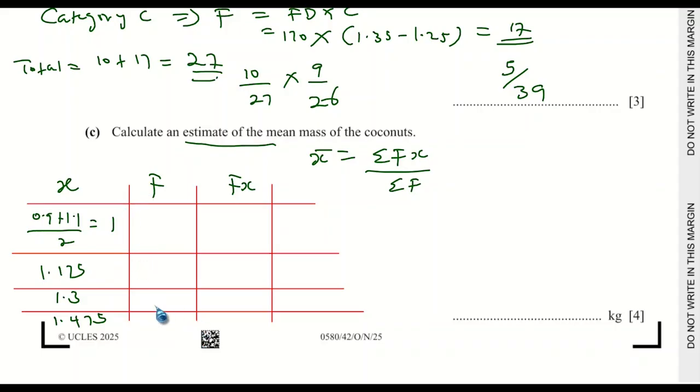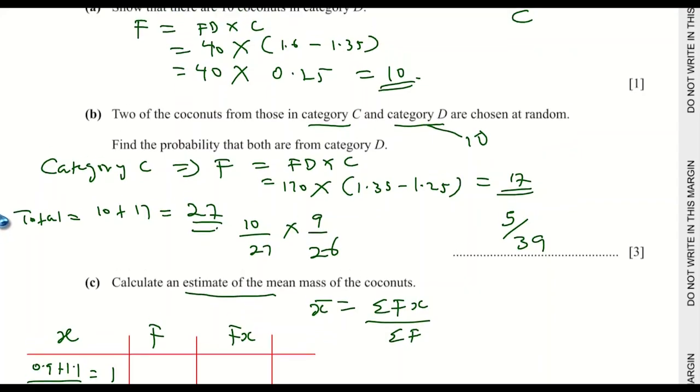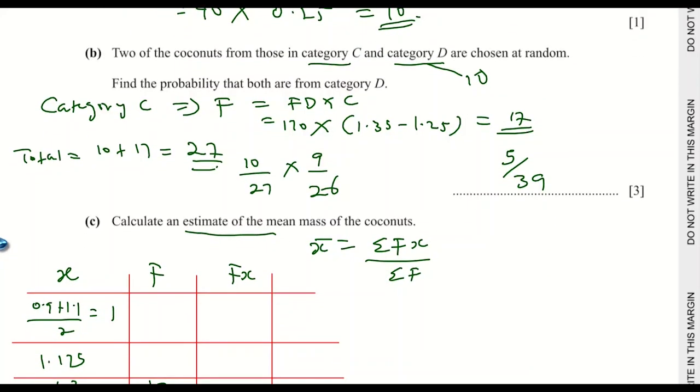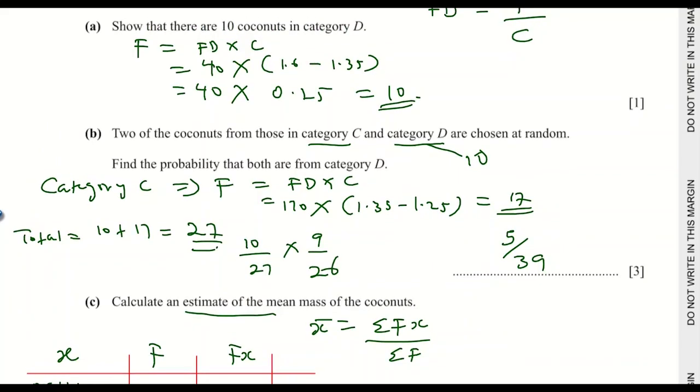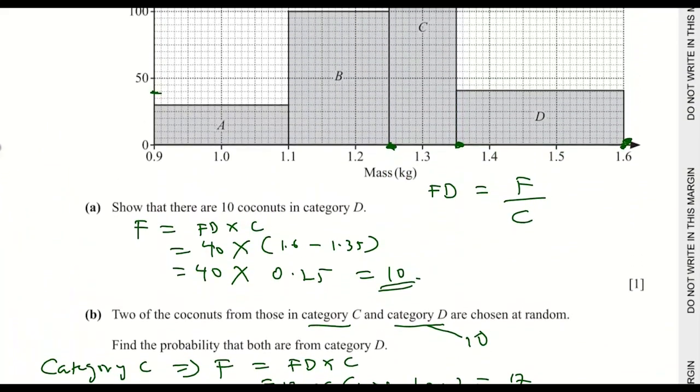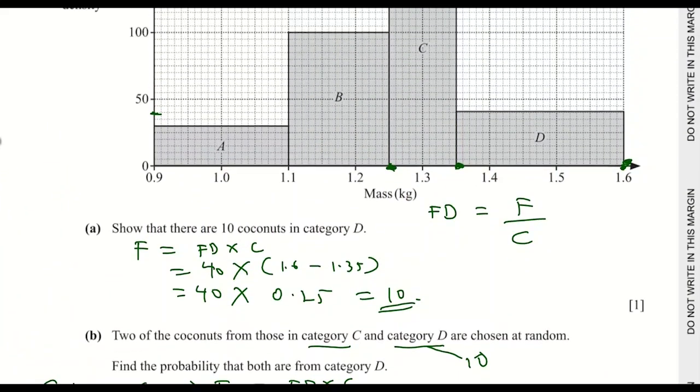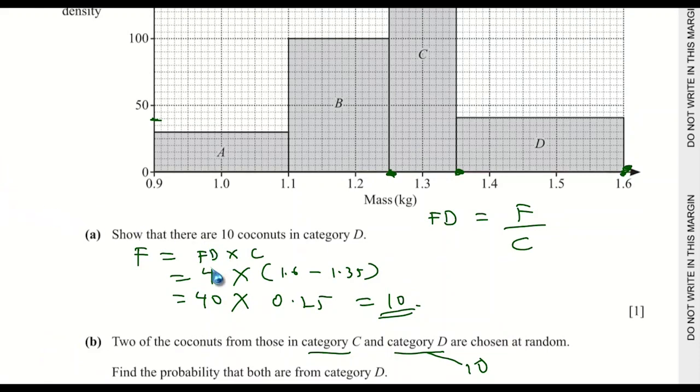Now we need to get the frequency. For category D, we already found that to be 10. For category C, we found that to be 17 while we were solving the probability question. Now we need to get the frequencies for categories A and B respectively. So we use the same formula: the frequency equals frequency density times class size. We still use the same procedure.